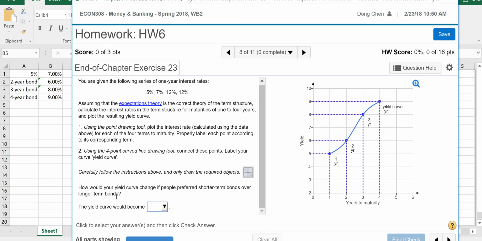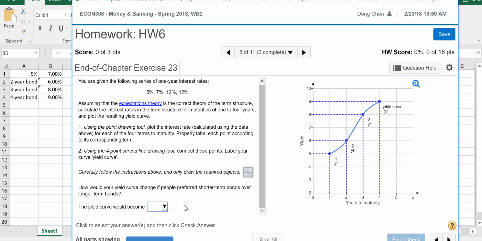So if investors prefer shorter term bonds, how could you attract investors to buy and hold longer term bonds? Because now they have a preference. Before they didn't, right? They were indifferent as long as their interest rates were the same. Now, if they have a preference for shorter term bonds, then the only way for them to be willing to buy and hold longer term bonds is to increase the interest rate offered by these longer term bonds.